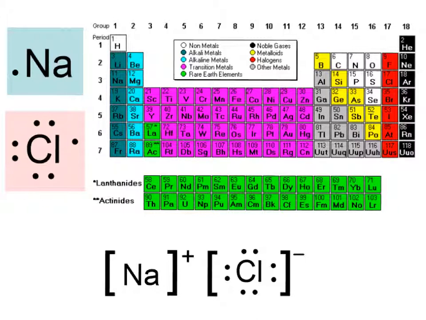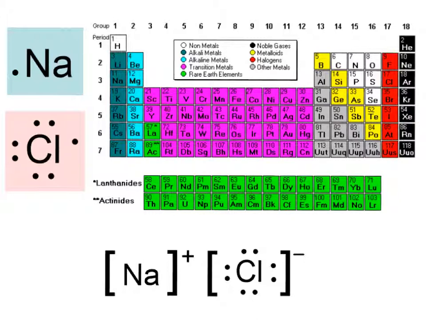Chlorine, on the other hand, is clear over here on the periodic table, right there. It's a halogen, and it has 7 valence electrons. You know that because you have 1, 2, 3, 4, 5, 6, 7 electrons that are in that 3rd energy level. And so chlorine has 7 valence electrons. In fact, all of the halogens, everything in this family, has 7 valence electrons.